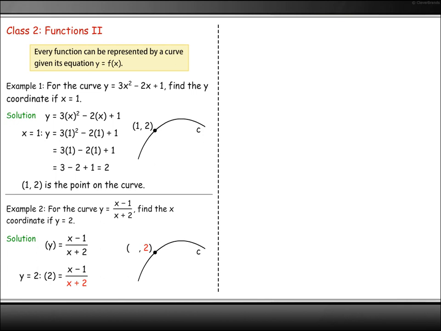Multiply both sides by x plus 2. Multiply out and solve for x. The value of the x-coordinate is minus 5. Therefore, (minus 5, 2) is a point on the curve.